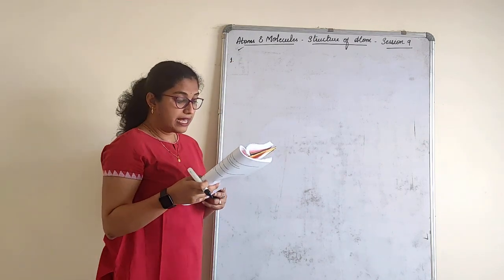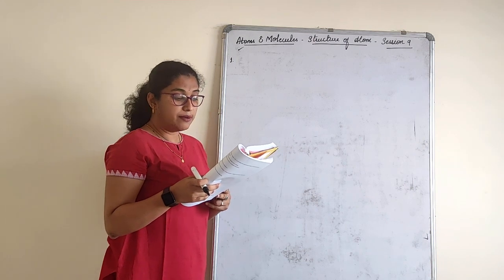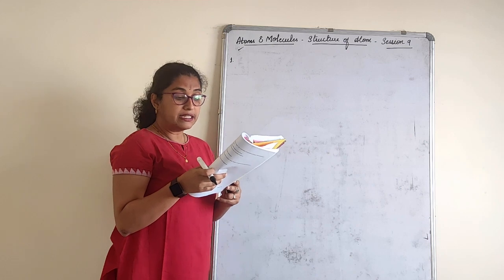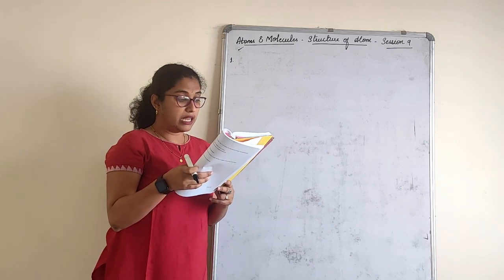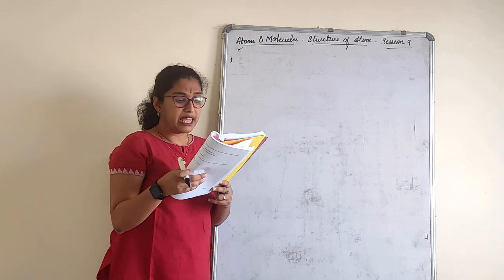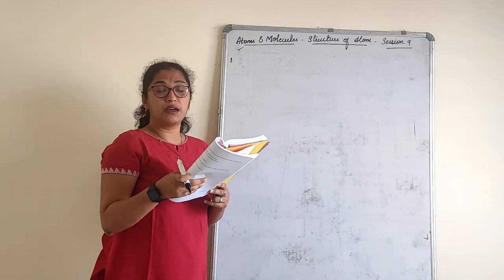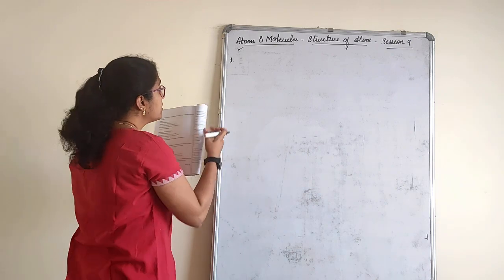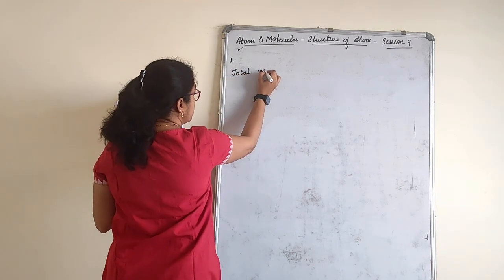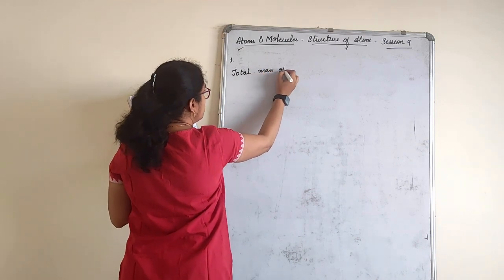A 0.24 gram sample of a compound of oxygen and boron was found by analysis to contain 0.096 gram of boron and 0.144 gram of oxygen. Calculate the percentage composition of the compound by weight. So let's first write down what the total mass of the compound is.